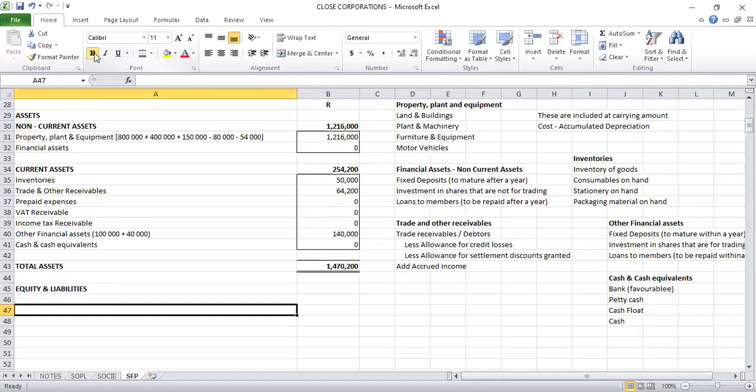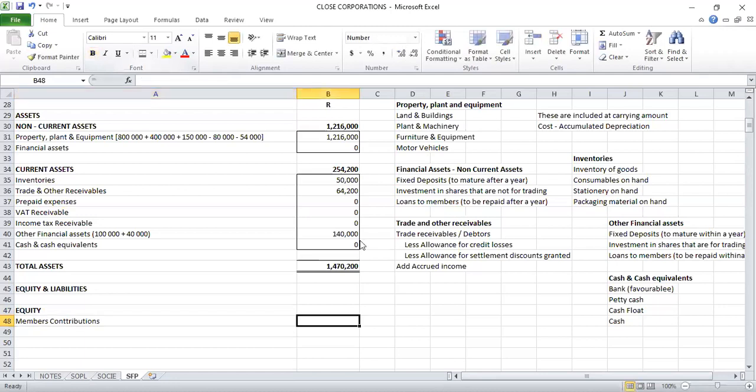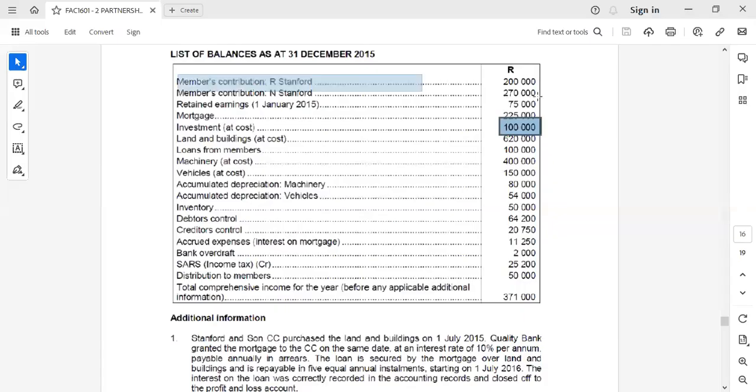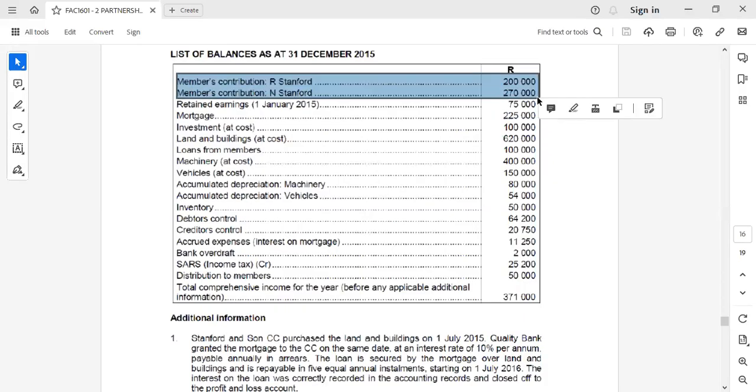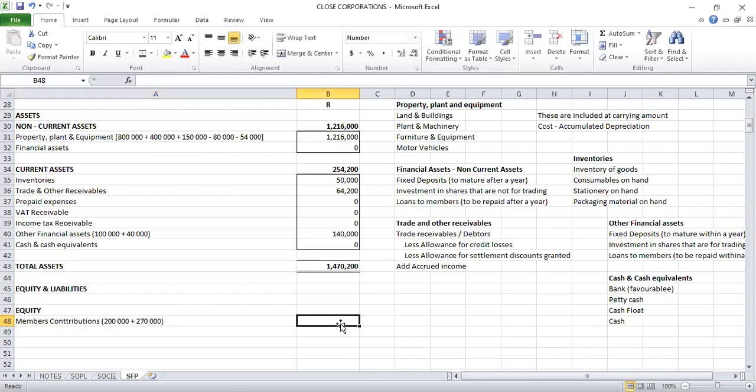We start with equity. Under equity, we include members' contributions. Our members' contributions, we have them here, we add them together. 200,000 plus 270,000. We don't have to show them separately. We just add them together. That's 470,000.